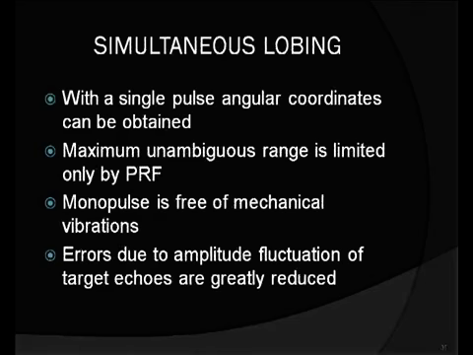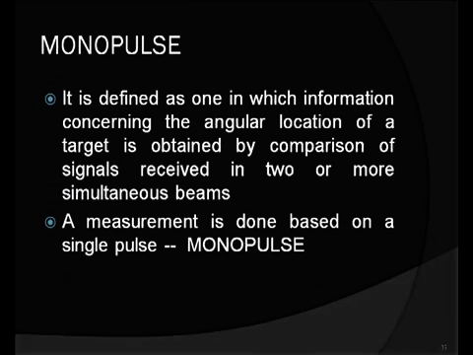Simultaneous lobing with a single pulse, angular coordinates can be obtained. Maximum unambiguous range is limited only by pulse repetition frequency. And monopulse, if you are going with this, it is free of mechanical vibrations. Errors due to amplitude fluctuation of target echoes are greatly reduced. So, monopulse means with a single pulse you will be obtaining angle coordinate or even coordinates.